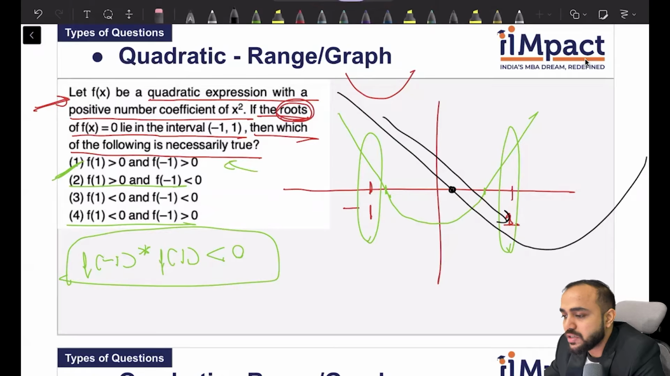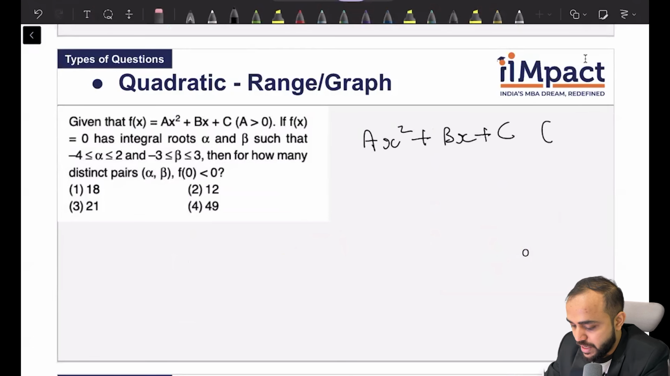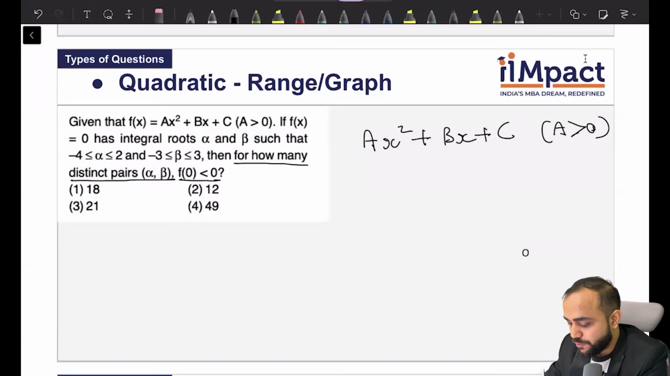So once it's positive then negative, or negative and positive, the product would be negative. This is a quadratic ax square plus bx plus c with a greater than 0. Now, they are asking you for how many distinct pairs alpha and beta is f of 0 less than 0. What is f of 0?